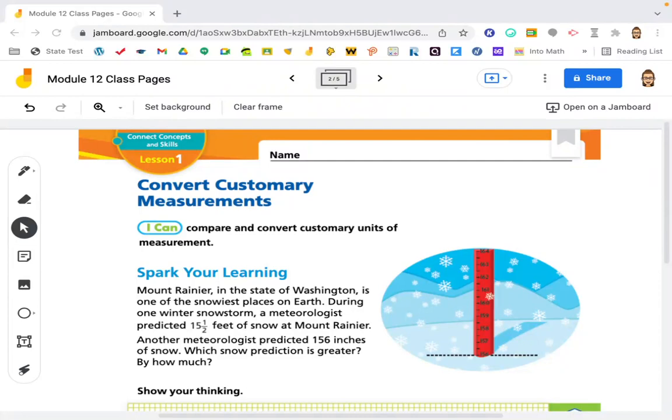Hopefully by the end of this lesson, you'll be able to compare and convert customary units of measurement. This will spark your learning. Mount Rainier in the state of Washington is one of the snowiest places on Earth. During one winter snowstorm, a meteorologist predicted 15.5 feet of snow at Mount Rainier. Another meteorologist predicted 156 inches of snow. Which snow prediction is greater? By how much?